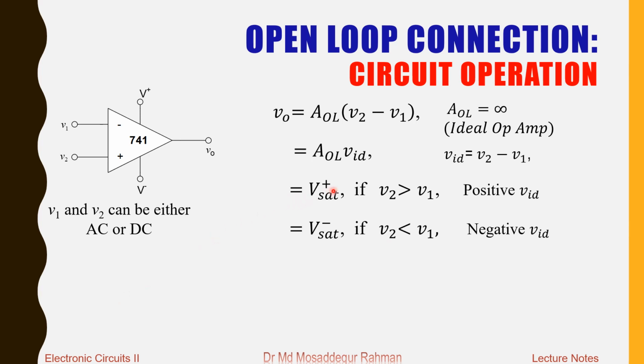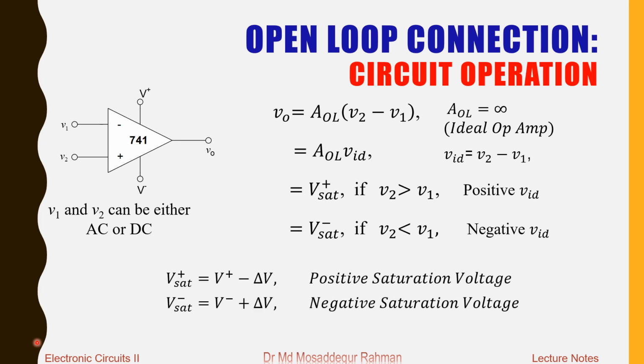So now, what are these saturation voltages? How do we determine the saturation voltage? One thing is for sure: the maximum value of these saturation voltages depends on the supply voltages. The positive saturation voltage will depend on the positive supply voltage. The negative saturation voltage will depend on the negative supply voltage, but it will be slightly less than that because of the internal drop in the op-amp.